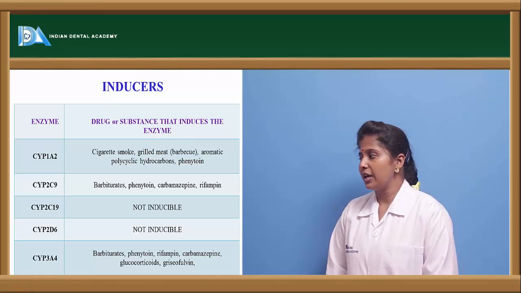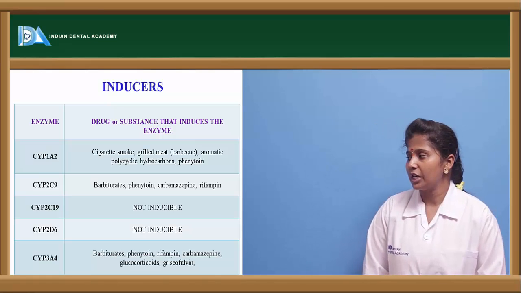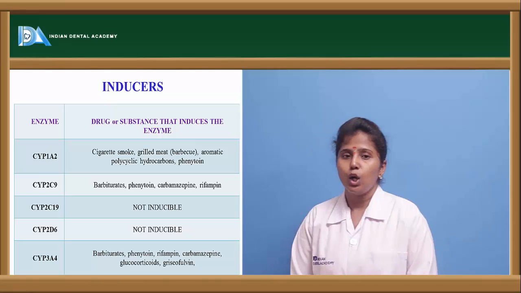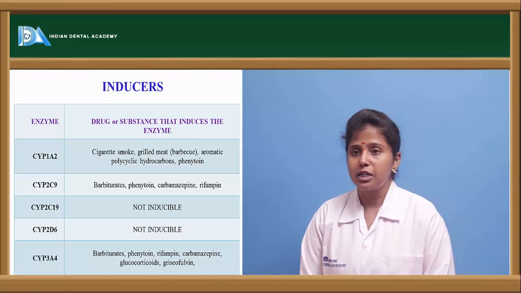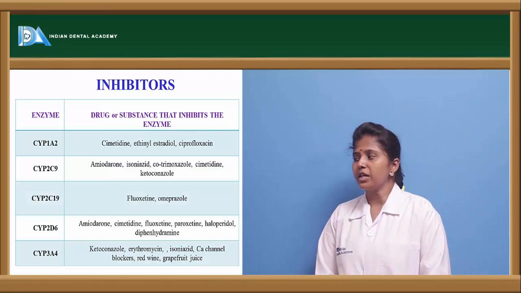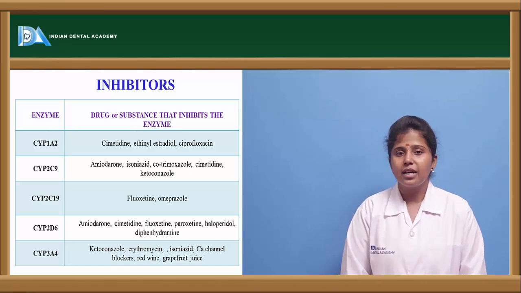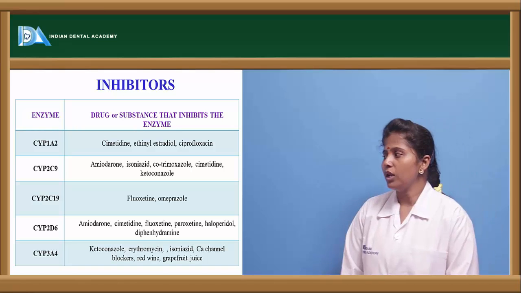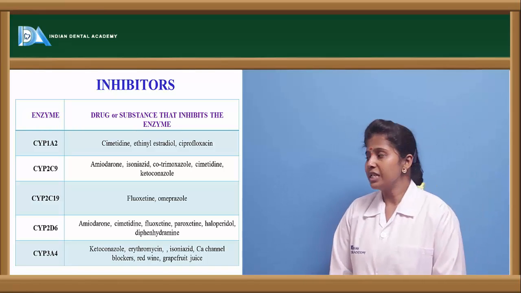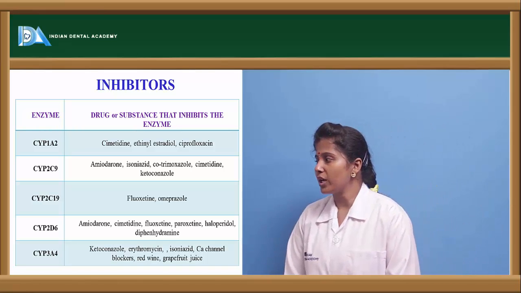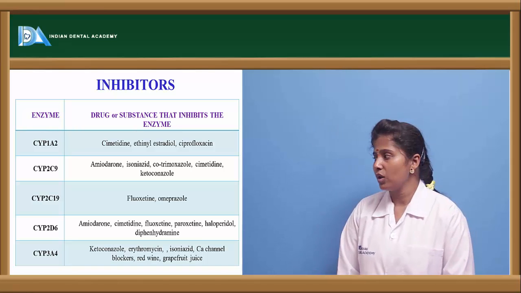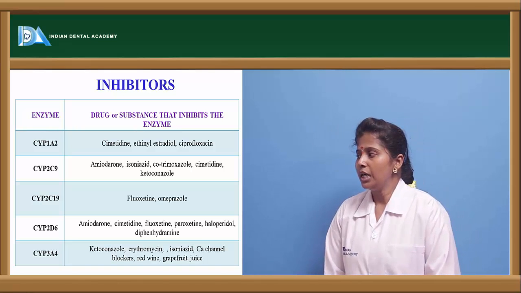Cytochrome 3A4 inducers are barbiturates, phenytoin, rifampicin, carbamazepine, glucocorticoids and griseofulvin. The inhibitors of these enzymes: cytochrome 1A2 inhibitors are cimetidine, ethinyl estradiol, ciprofloxacin. 2C9 inhibitors are amiodarone, isoniazid, clotrimazole, cimetidine and ketoconazole.